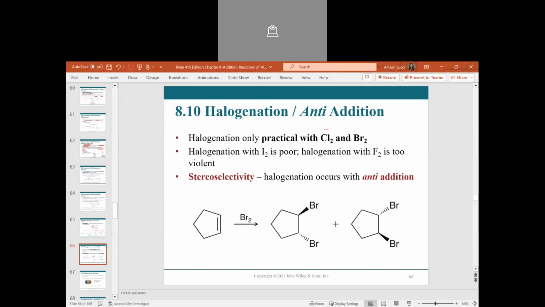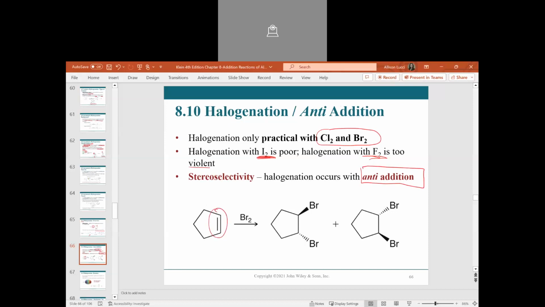Halogenation will only find practical use for Cl2 and Br2. With I2, we just get a poor yield, very low product formation, and diatomic fluorine is a very energetic, very violent process, they call it. So we're going to look at halogenation specifically with diatomic chlorine and diatomic bromine. Notice that we have a stereoselectivity here of anti-addition.